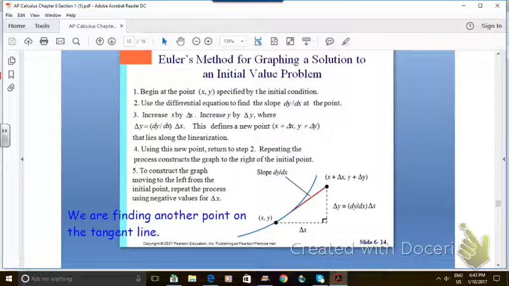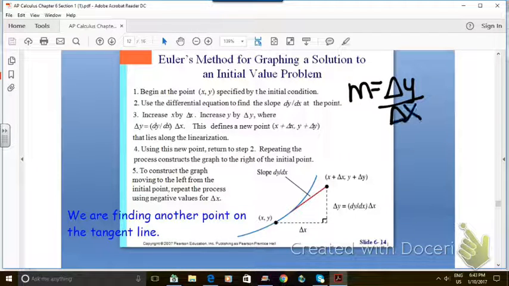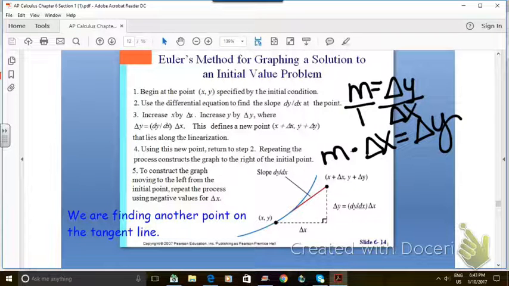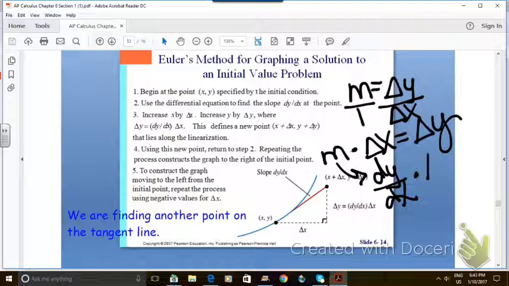We're going to look at slope, delta y over delta x. Cross multiply, you get slope times delta x equals delta y, and that's exactly what we're going to use. Slope in calculus is dy dx. So we're going to take dy dx times delta x to solve for and find the delta y.